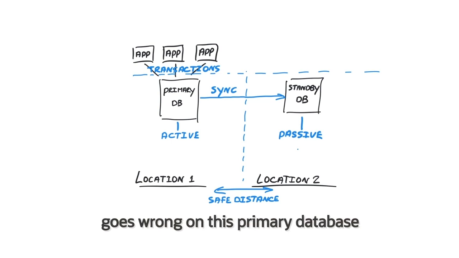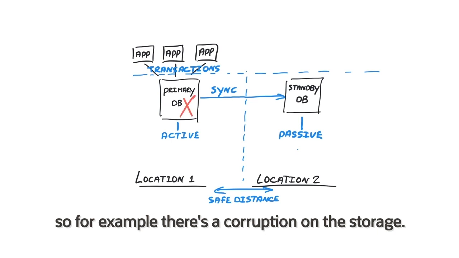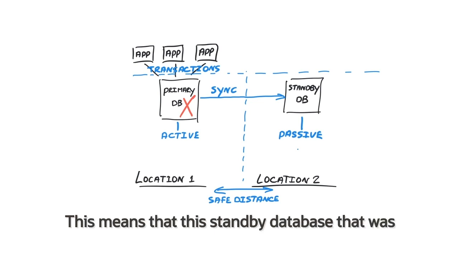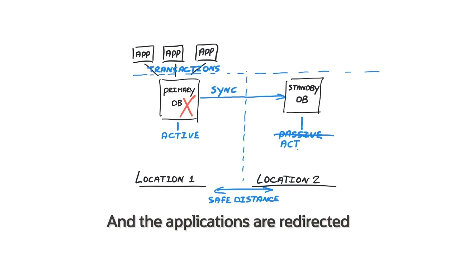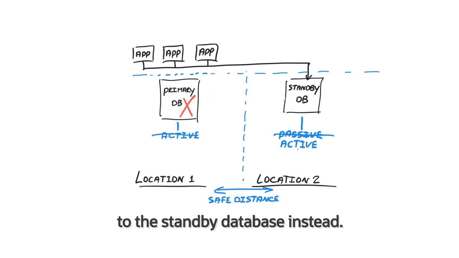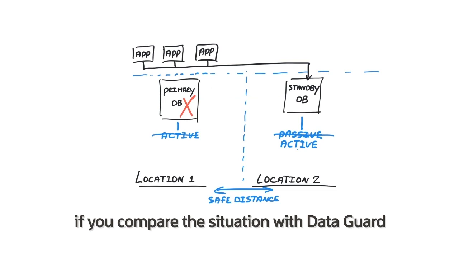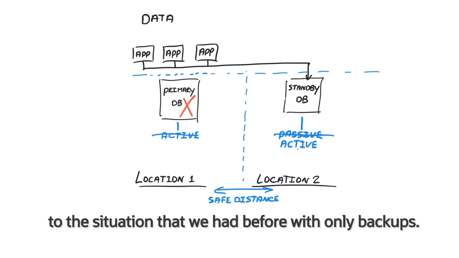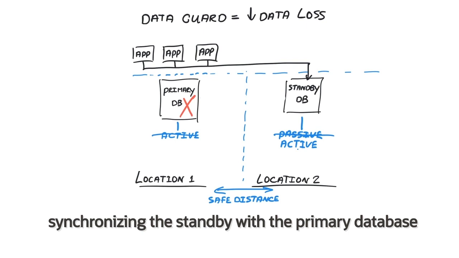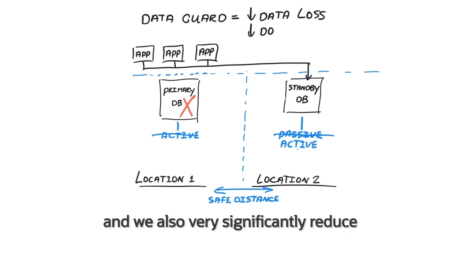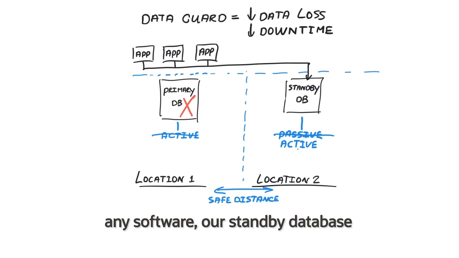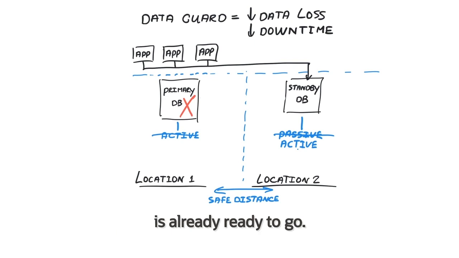So now, if something goes wrong on this primary database, for example, there's a corruption on the storage, then a so-called failover will occur. This means that this standby database that was passive so far is started, and the applications are redirected to send their queries and all their transactions to this secondary site, to the standby database instead. If you compare the situation with DataGuard to the situation that we had before with only backups, with DataGuard we reduce the data loss to almost nothing because we have been continuously synchronizing the standby with the primary database. And we also very significantly reduce the downtime because we don't have to rebuild our architecture, nor do we have to install any software. Our standby database is already ready to go.